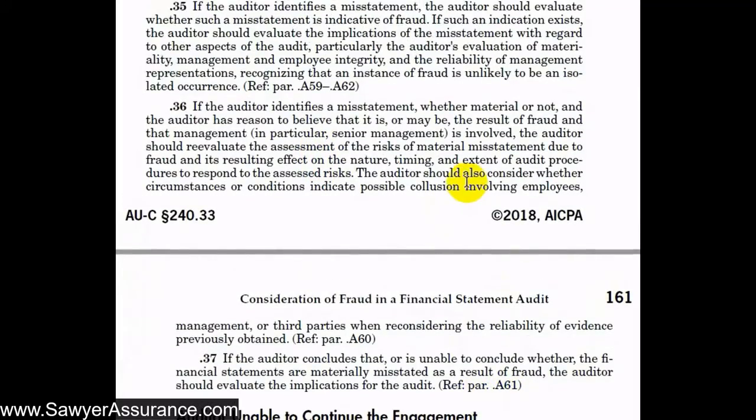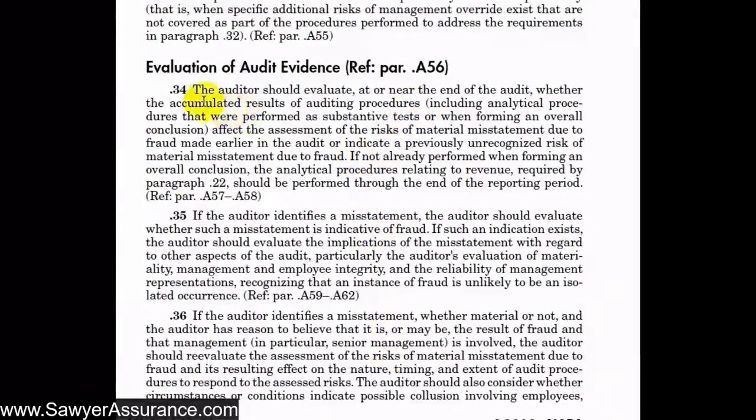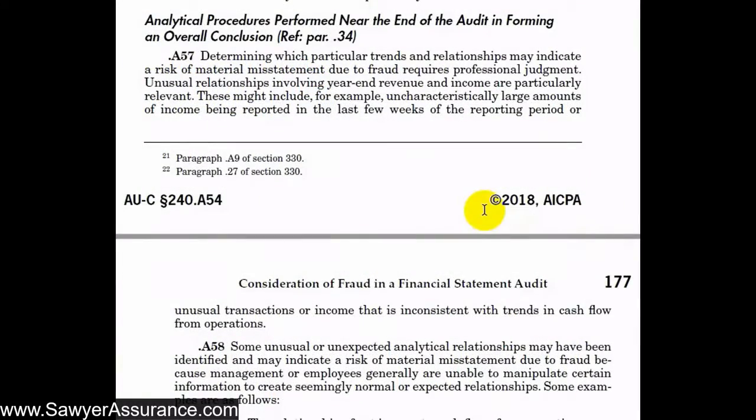So let's go down to the explanatory material and get some more details on how to accomplish evaluating the audit evidence that we've obtained. Okay, so now we're down to the explanatory material related to evaluating our audit evidence as it relates to our fraud risk. So if you remember, we're required to perform analytical procedures around the end of our audit to make sure that everything looks reasonable and that we don't really have a risk of material misstatement due to fraud, or rather that risk is down to an acceptable level.